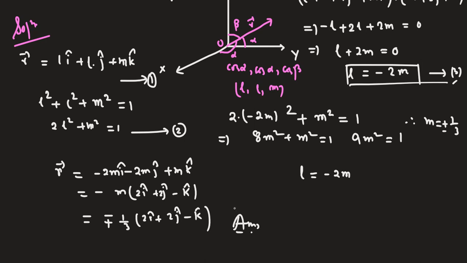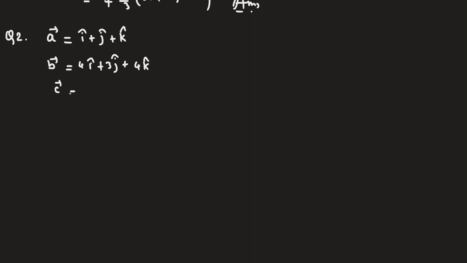Okay, now we move to the next question. Question number 2. This question says that there is a vector A equal to i plus j plus k. Another vector is B, which is equal to 4i plus 3j plus 4k. Third vector C is equal to i plus alpha j plus beta k.